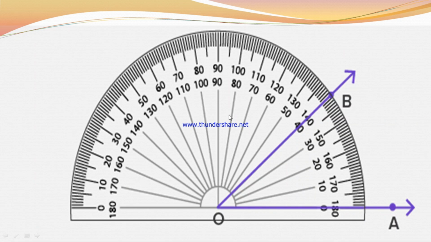This is the example. When we construct the 40 degree angle, we draw a ray. This is a ray. Then we set the protractor and we draw another ray at 40 degrees. This is called a 40 degree angle.